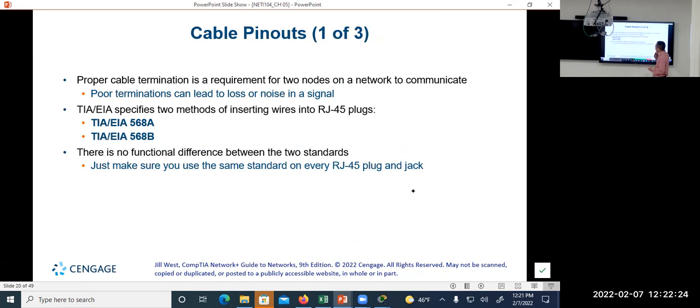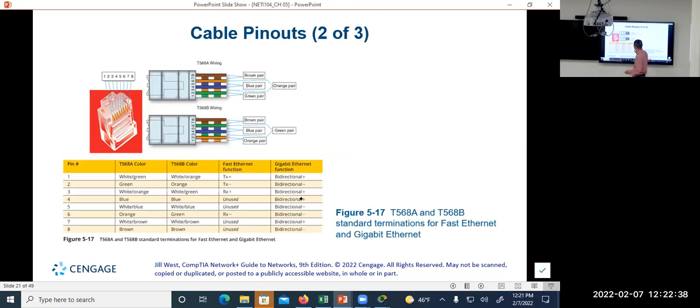And they have 2 standards to terminate to the RJ45 plug. The first one is 568A and the second one is 568B here. They have the 2 standards. And the difference between them is because of the pin location here.